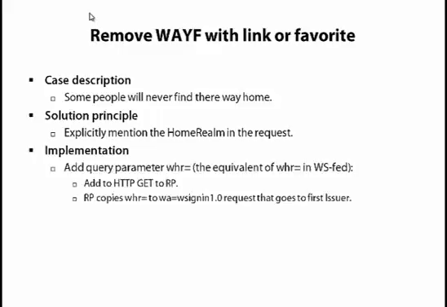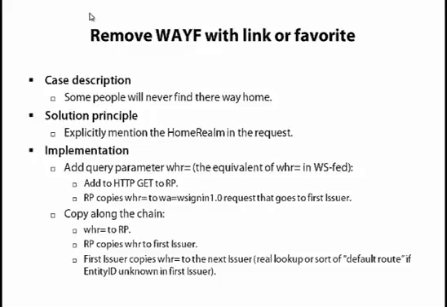And the principle is just tell the issuer what the home realm is. And to get that data to the issuer, we will add it to the initial request to the application. We can use the same WHR parameter or an equivalent parameter, it doesn't really matter. Then the relying party, the application, copies it from its first GET request into the redirect request.